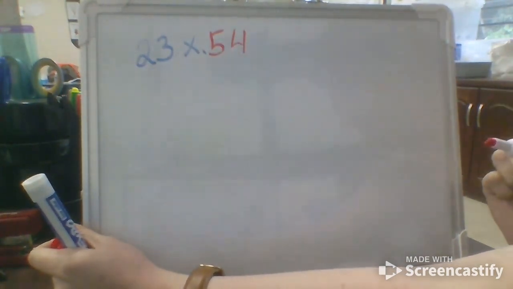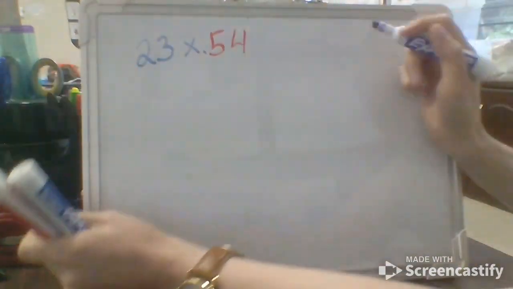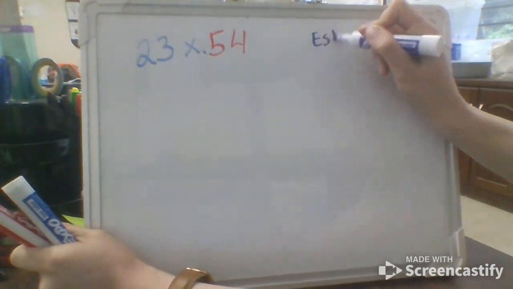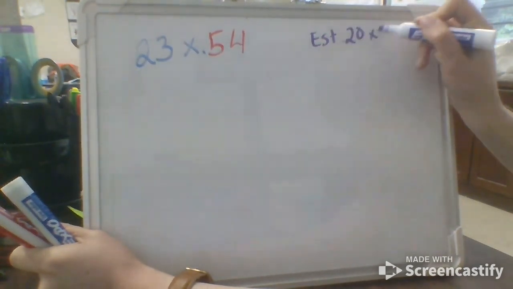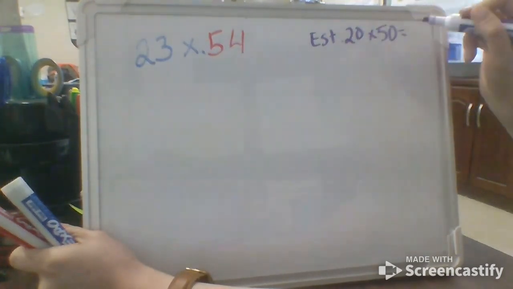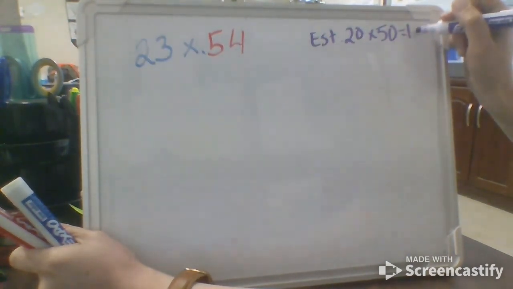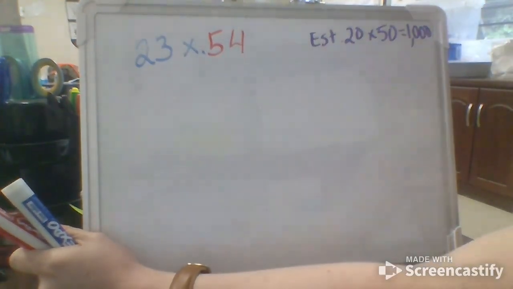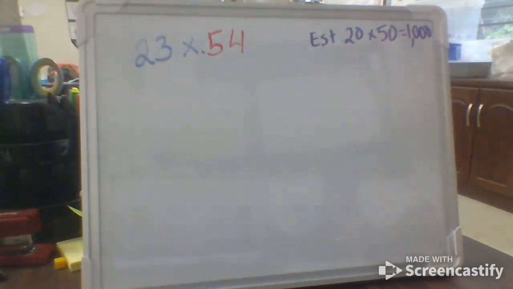But I can first make an estimate in my mind and think, well, my answer should be around 20 times 50. I know 2 times 5 is 10, so 2 times 50 would be 100, so 20 times 50 would be 1,000. I stick on a couple zeros. So I know my answer should be around 1,000, a bit more, right? Because these numbers are a bit more than 20 and 50.